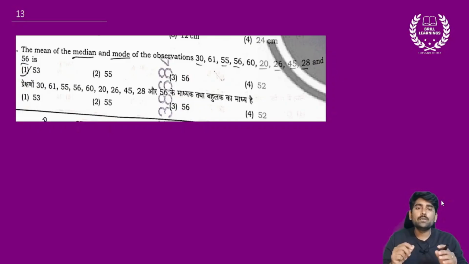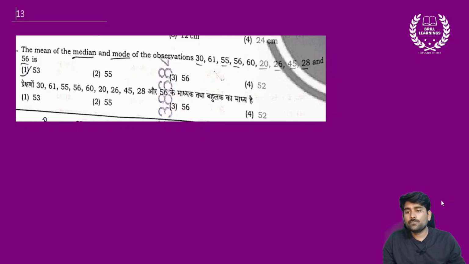Mode is nothing but the highest frequency of the given data. Whatever number is repeated the most number of times, that is our mode in the given data. So what is median? Whenever we arrange the given data in ascending or descending order, whatever the middle value is there, that is our median. When there is an even number of terms, we'll get two numbers in the middle. In that case, we need to take the average of those two middle numbers.